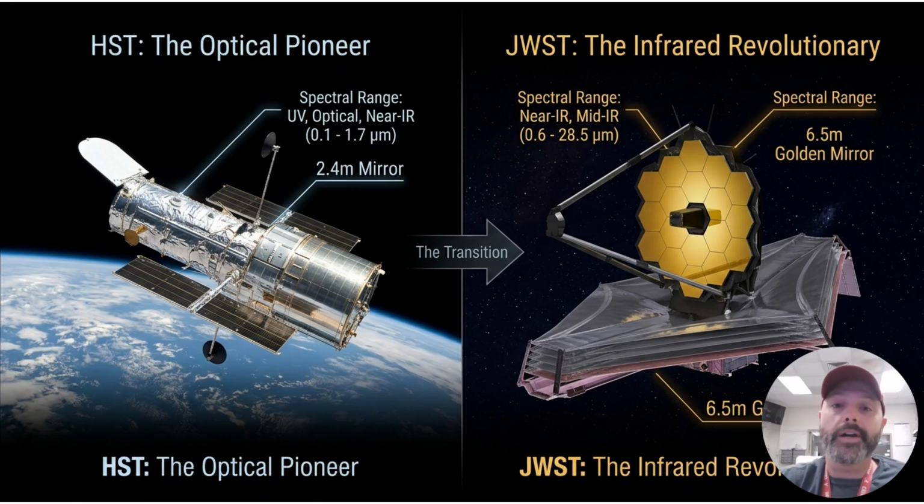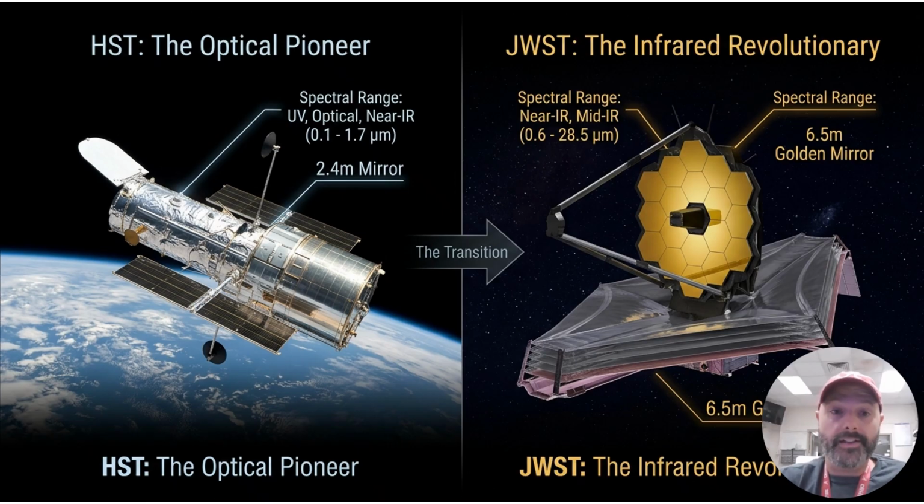So that's a good segue into my discussion today. I'm discussing the evolution of exoplanetary characterization. We start with the transition from Hubble Space Telescope, which is our optical pioneer, to the James Webb Space Telescope. So Hubble provided a great many years of pictures and scientific data that we had no clue existed before Hubble. And it had coverage from UV to near infrared.